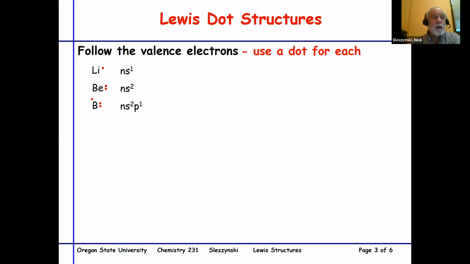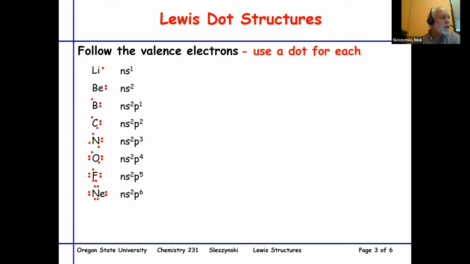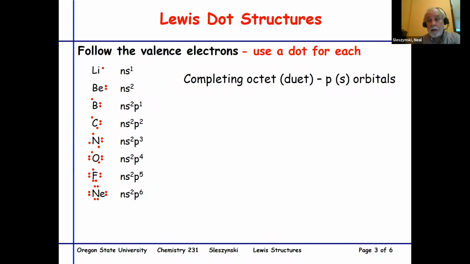Boron has 3 valence electrons. We would typically show it with 2 electrons paired, 1 electron unpaired in the p orbital. Carbon, nitrogen, oxygen, fluorine, and neon, as we go through the period 2 elements, would be shown like this. Well, the objective in drawing Lewis structures is to complete an octet, or a duet in the case of hydrogen, by completing our p and s orbitals. So if we draw the Lewis structure for 2 nitrogen atoms shown like this, we see that we have 2 electrons paired in the s orbital. We have 3 unpaired electrons in the p orbitals.